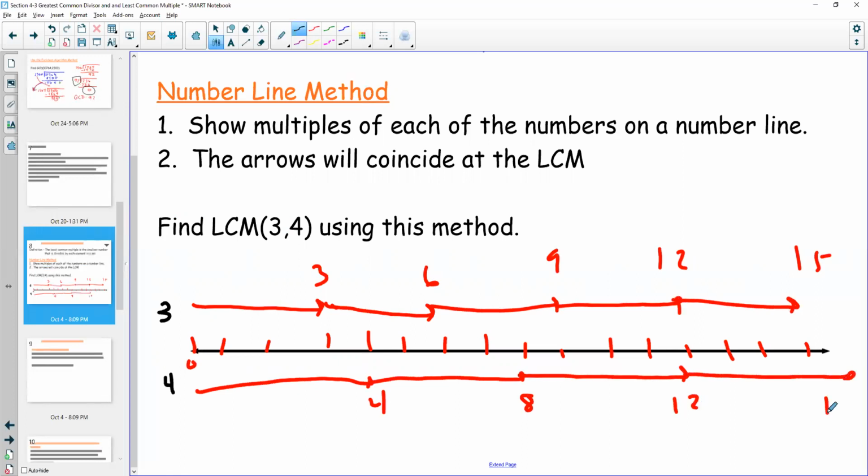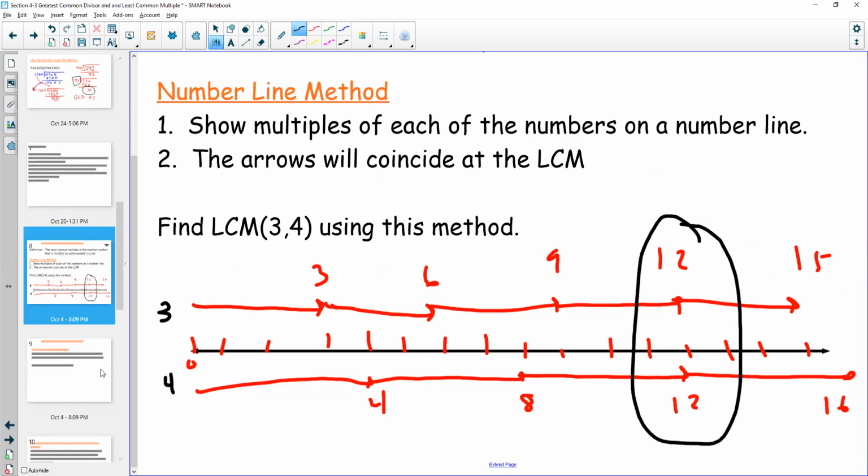I'd go down here to 16. And what it says is the arrows will coincide on the LCM. Well, here's the first place they coincide, and that is the least common multiple of 3 and 4. It's the number that they both divide evenly into that is a multiple of both numbers.